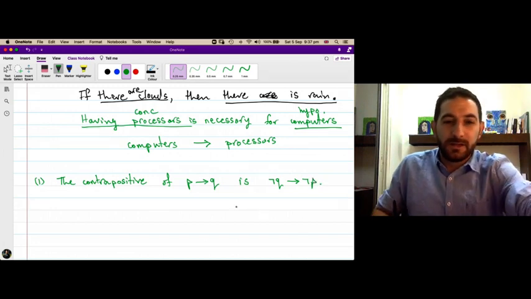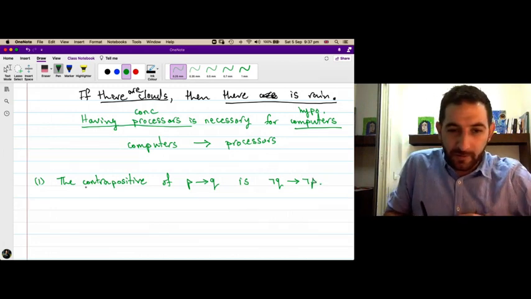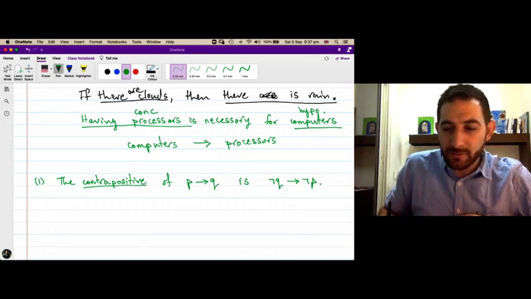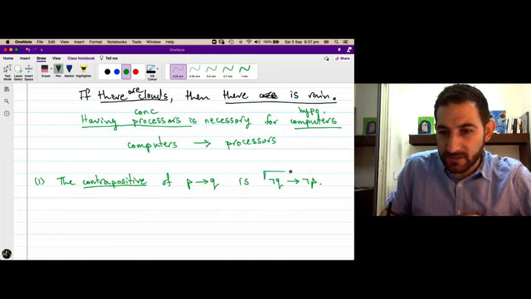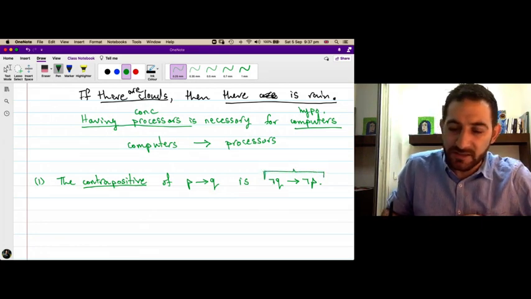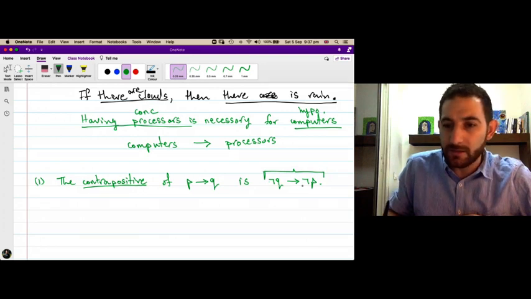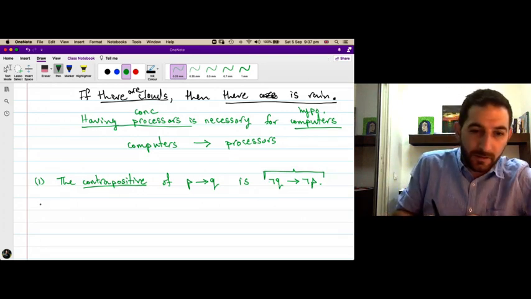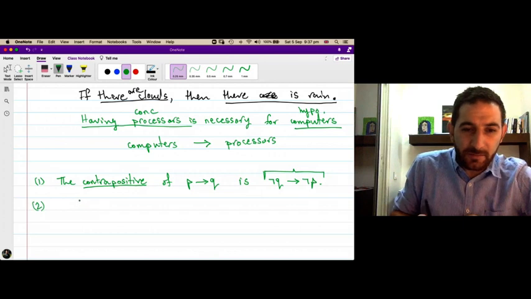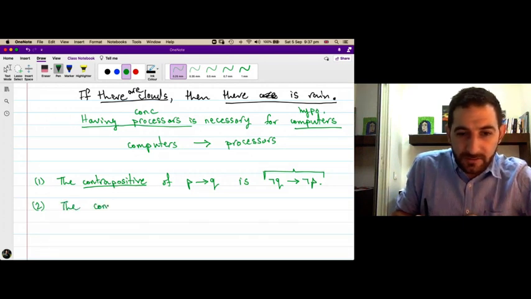So the contrapositive of P implies Q is the statement which is the negation of the conclusion implying the negation of the hypothesis. This is, as you see, another conditional statement. It says if not Q, then not P. The second conditional statement is the converse.